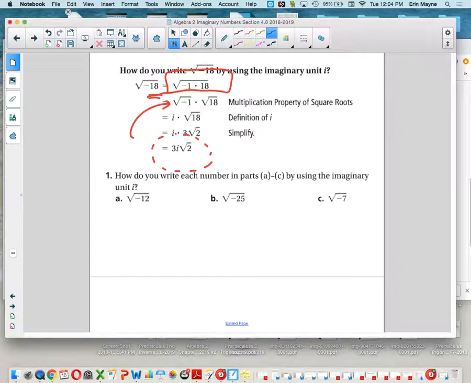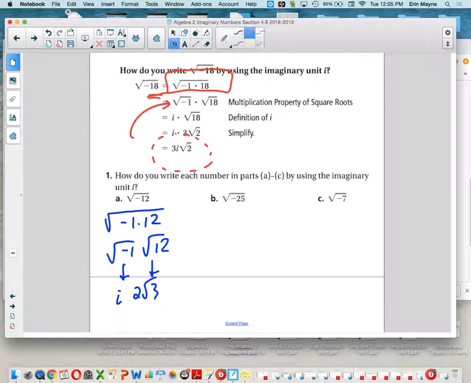Okay, you ready? Tell me how to write out 1A. Go, Morgan. Yep, negative 1 times 12. Then I take the square root of negative 1, square root of 12. Square root of negative 1 is i. What is the square root of 12 reduced to? 2 square root of 3. Now, I got some chat over there. Listen right here. Check your letter A. It should read 2i root 3.